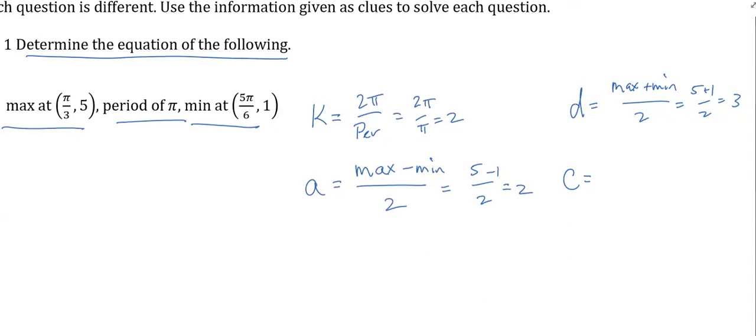Sine. Where does sine start? On the 0 line. We don't have one of those points, so we'd have to figure that out. It's a little bit harder. What if I was doing cosine? Where does cosine start? This one would start at pi by 3 because cosine starts at the max. So if I'm doing cos, my C value would be pi by 3, that maximum.